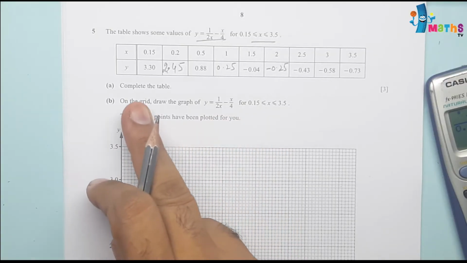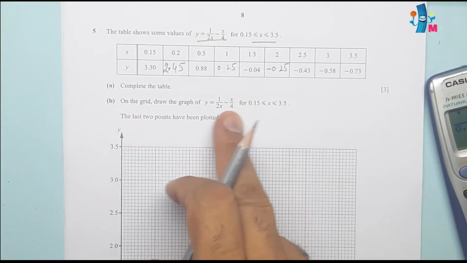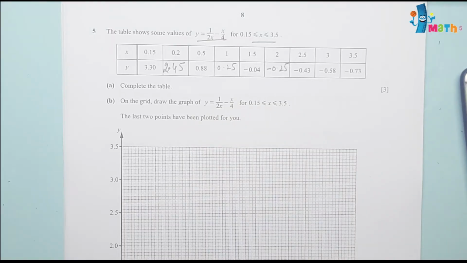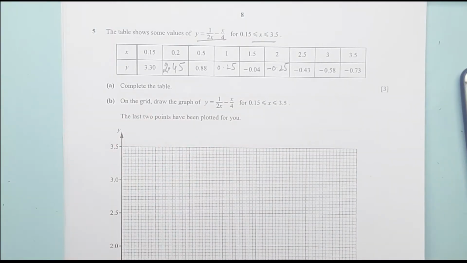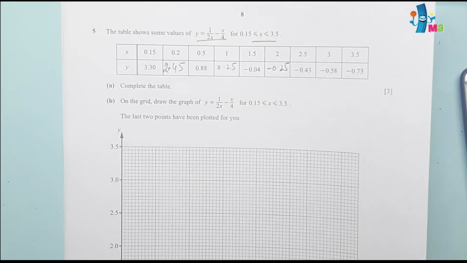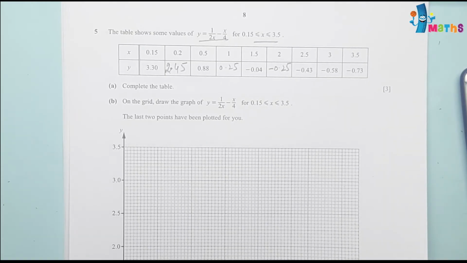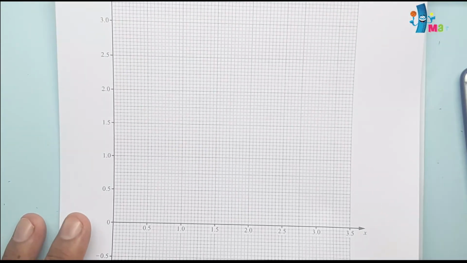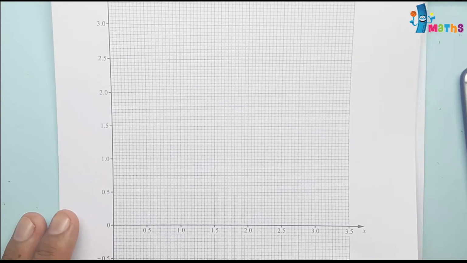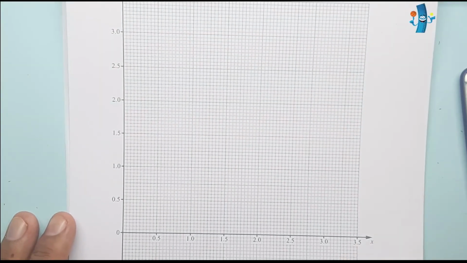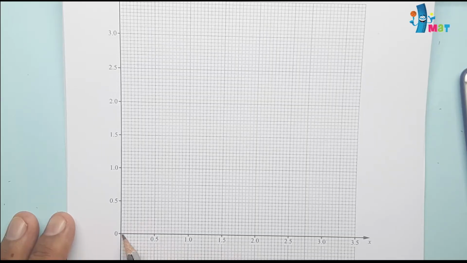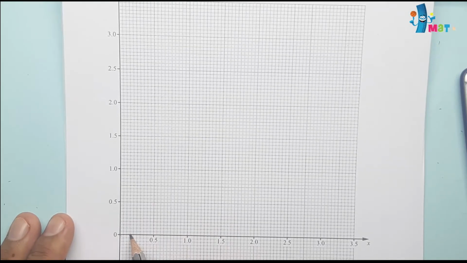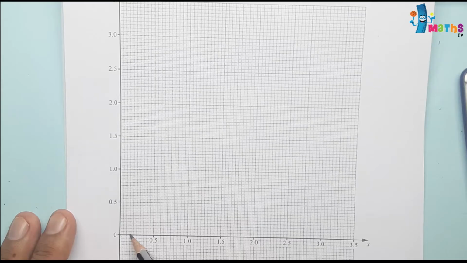Then the complete table, part A, we have done. On the grid, draw the graph of this. We have to plot the table of values. The first pair is 0.15 and 3.3. So 0.15 is the x value and will be over here, and the y value is 3.3.